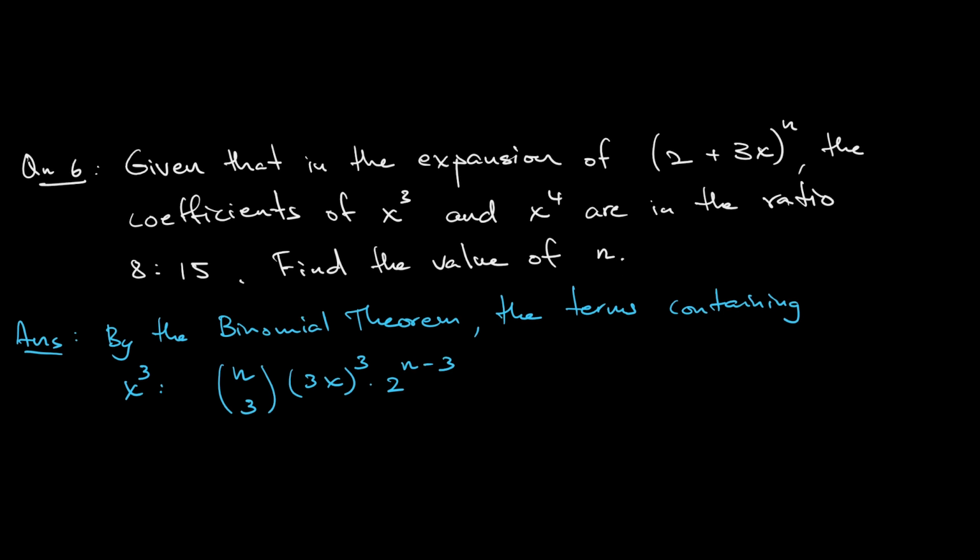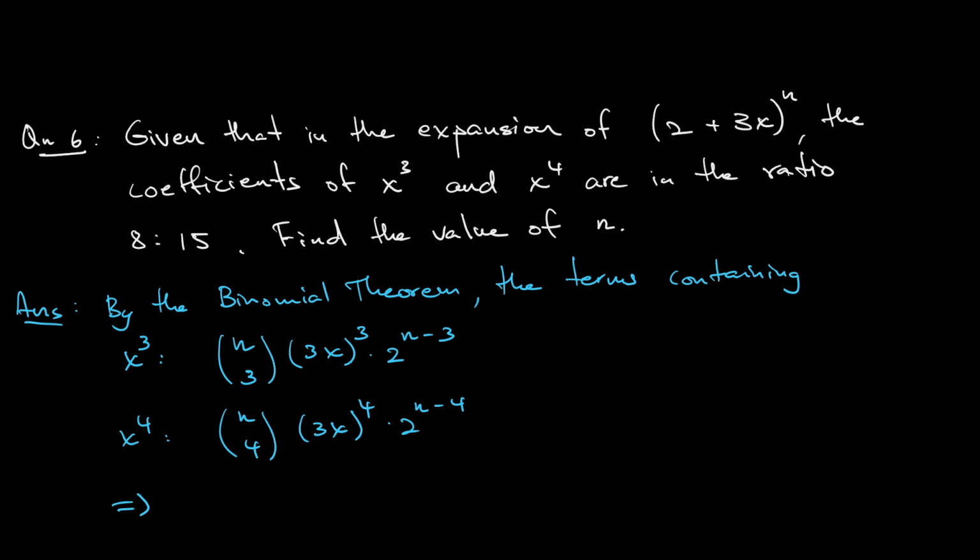Okay. Similarly, if you want a term that has x^4, that means n choose 4, (3x) raised to the power of 4, meaning that the first term, 2, will need to be raised to the power of n minus 4. Okay, and then now use the constraint from the question. The question said that the ratio from here to here is 8 to 15. So, n choose 3.